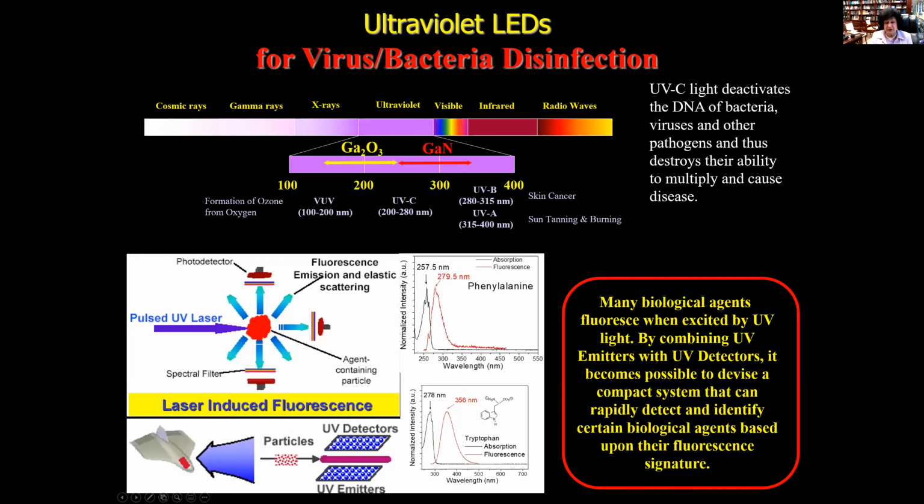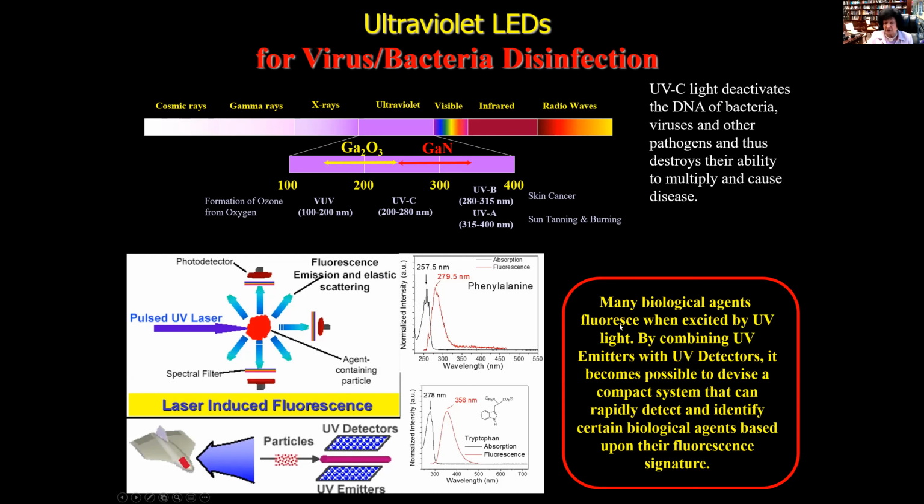And why I would like to show you here, because with the tri-nitrides, the maximum we can go with aluminum nitride is 200 nanometers, and at the same time go up. But if we want to go to less than that, gallium oxide as a semiconductor with a wide band gap is an excellent solution. So in general, here we have UVA, UVC, and here is the deep UV. The UVC light deactivates the DNA of bacteria, viruses, and other pathogens, and that destroys their ability to multiply and cause disease.